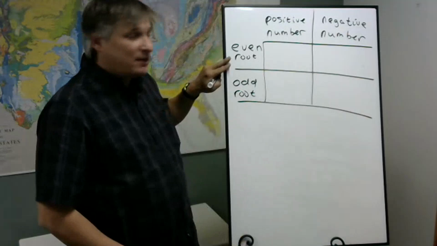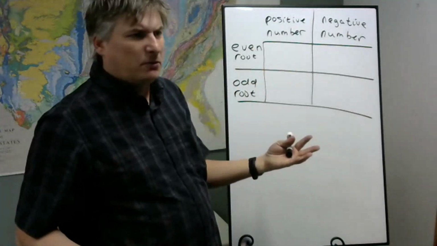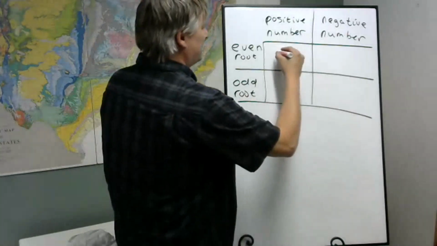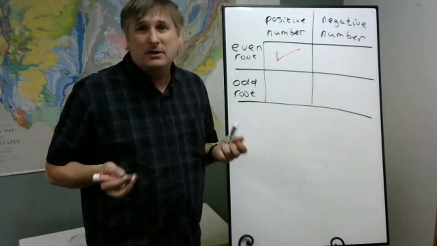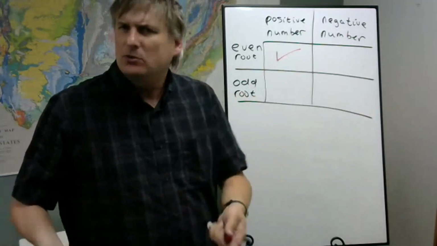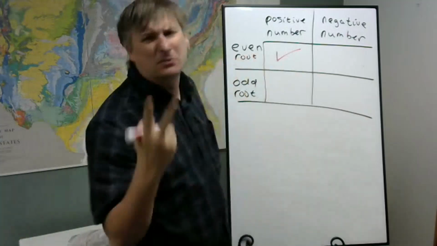So can we take the even root of a positive number? Absolutely. Square root of 4, fourth root of 16, we can do that. We're good to go. We can also take the odd root of a positive number too. The cube root of 8. 2 times 2 times 2 gives you 8, so the cube root would be 3. I'm sorry, 2.